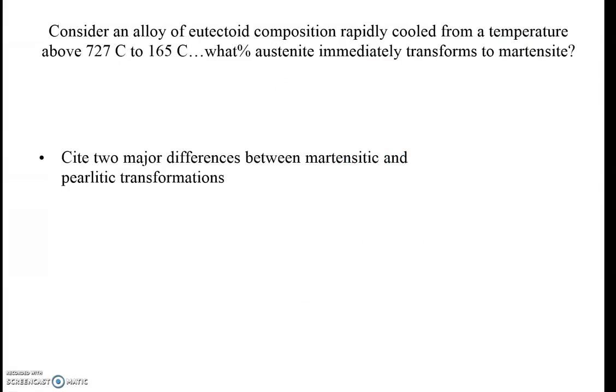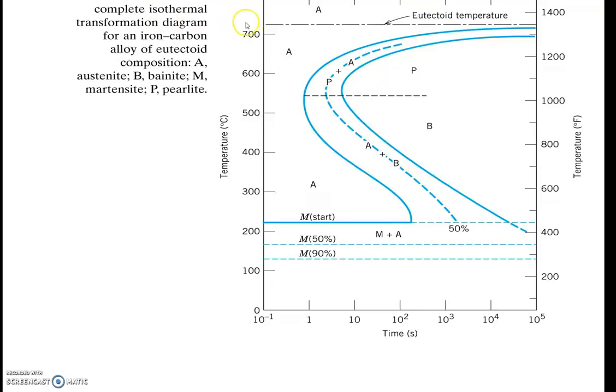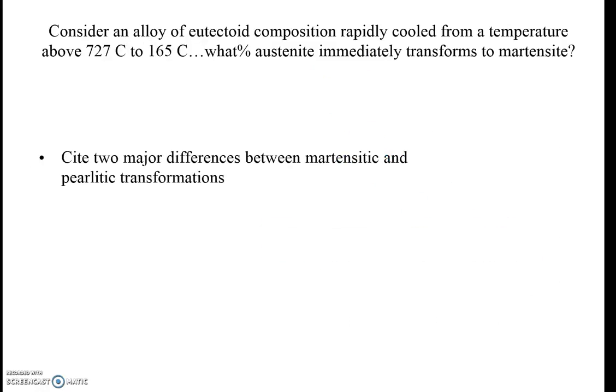Alright, so we looked at, if we consider an alloy of eutectoid composition rapidly cooled from 727 to 165, we ended on this question. We said, well, what percent of austenite immediately transforms to martensite? So if I go back here and I'm rapidly cooling to about 165, so I'm at the eutectoid here, and I just rapidly come down, 165 is about here. So I'm going to be at 50% martensite, 50% austenite. Right? We said that. Then we did not do this one, so I'm going to do this one now. Cite two major differences between martensitic and pearlitic transformations.